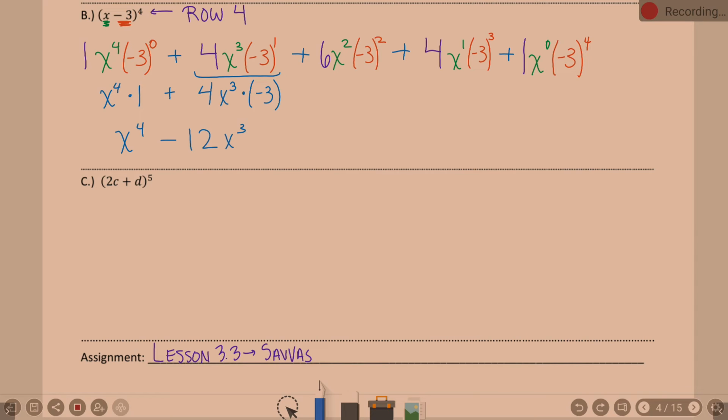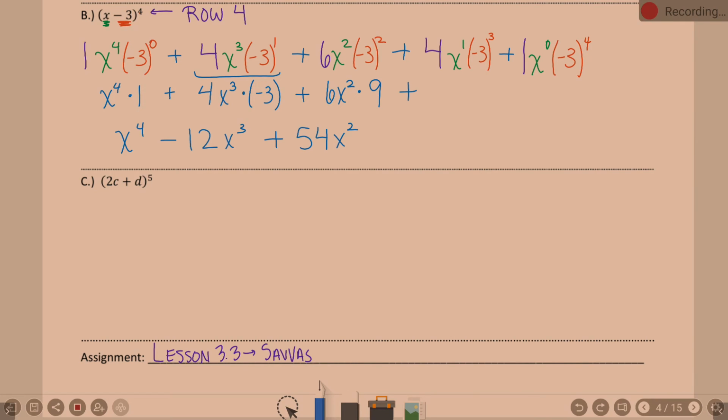Okay. So think about this next one. We've got 6x squared. What about negative 3 squared? It's 9, yes? Negative 3 times negative 3 is 9. What is 6x squared times 9 going to be? 54x squared. Are we good now? Okay.